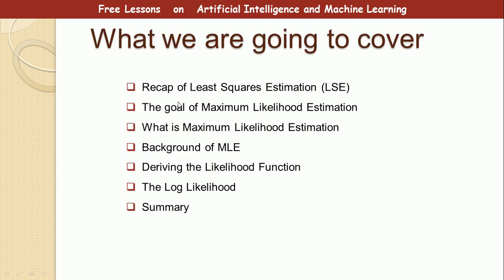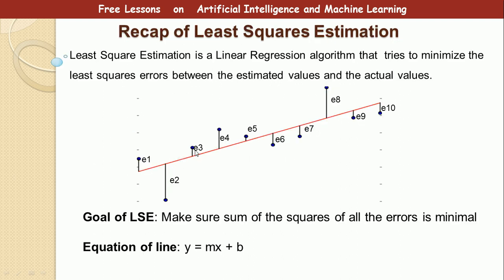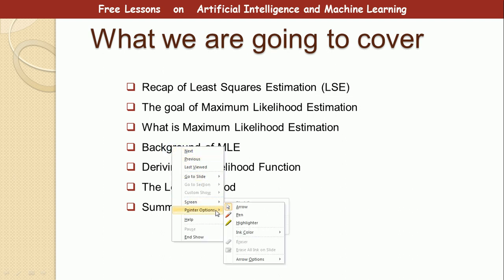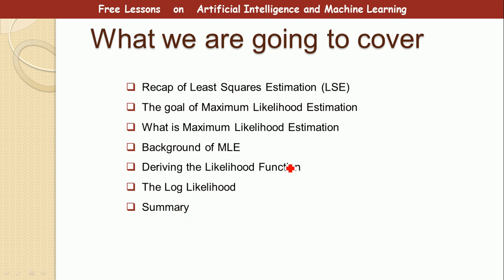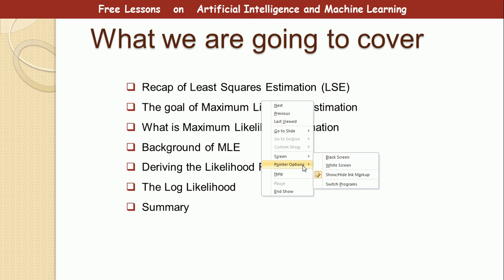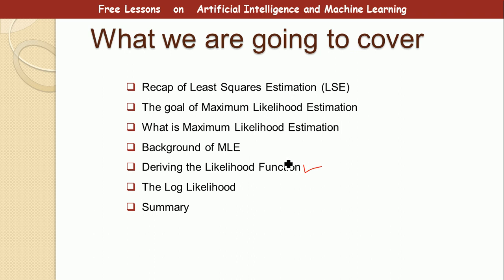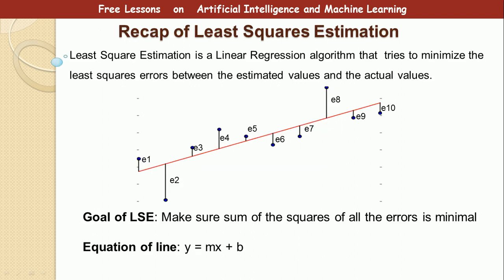In this lesson, we are going to cover a review of the least squares estimation. We are going to mention the goal of maximum likelihood estimation. What is maximum likelihood estimation? Background of maximum likelihood estimation. And very important, this formula, we are going to derive it, the formula I showed you previously. Then we are going to briefly mention the log likelihood function, and then summarize what we've learned so far. It's going to be brief, so let's start.